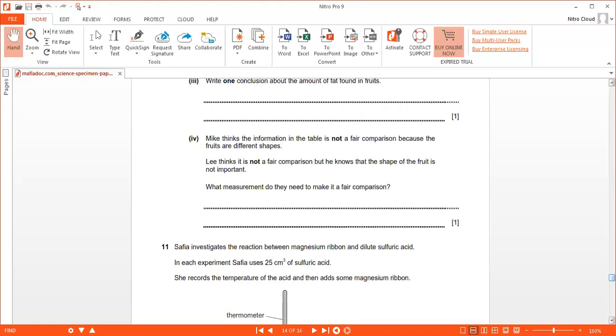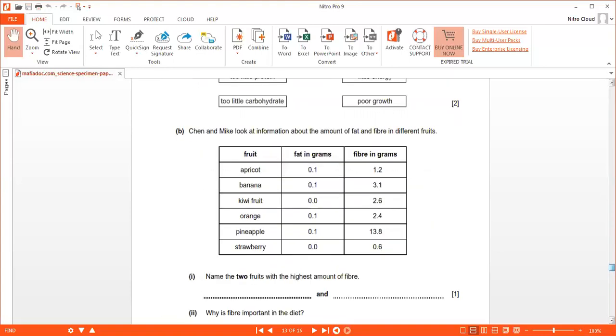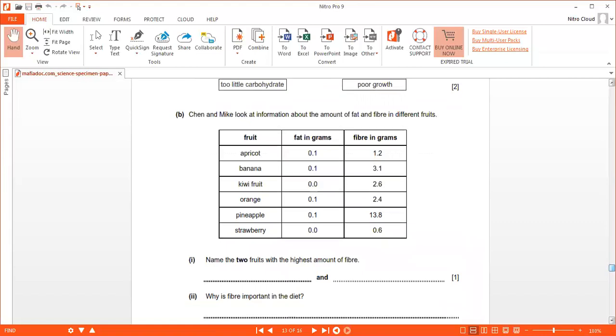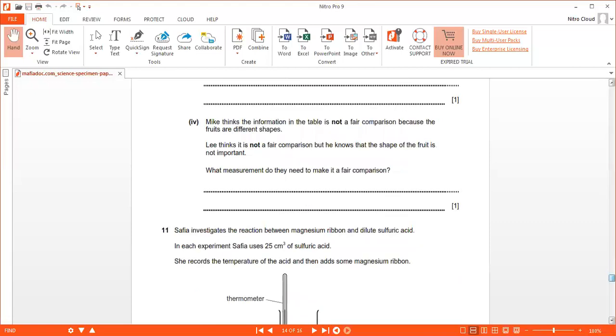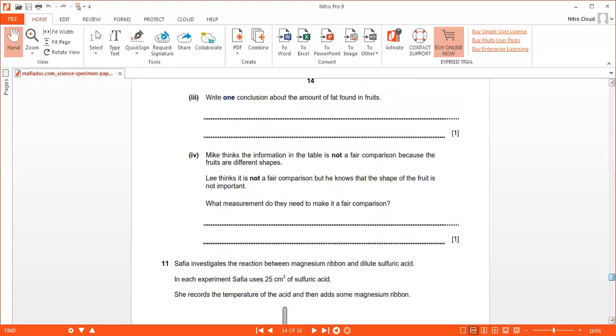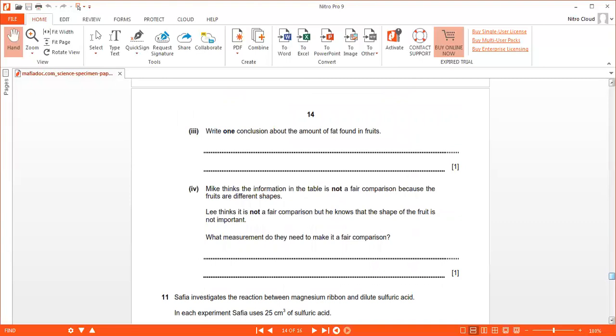For example, the apricot has 1.2 grams of fiber. What is the mass of the apricot? So that I can compare the apricot with the banana. So the important measurement is the mass or the size of the fruit.